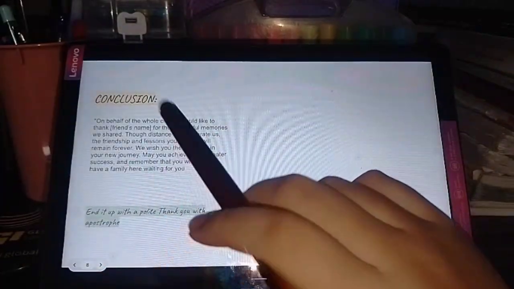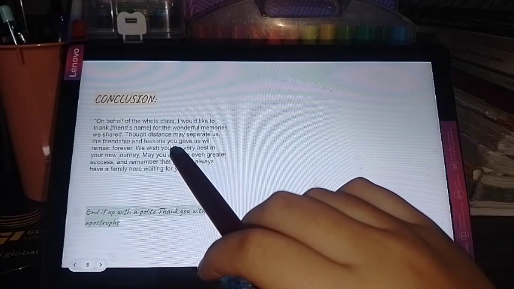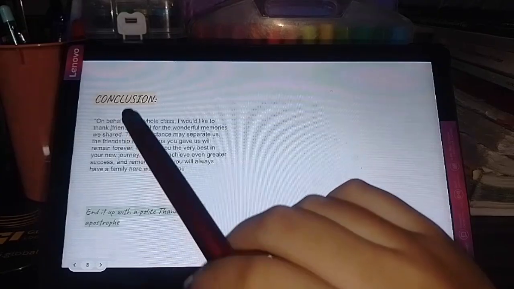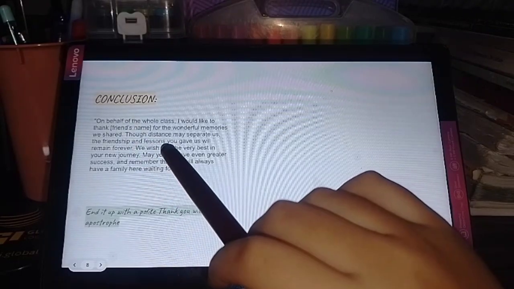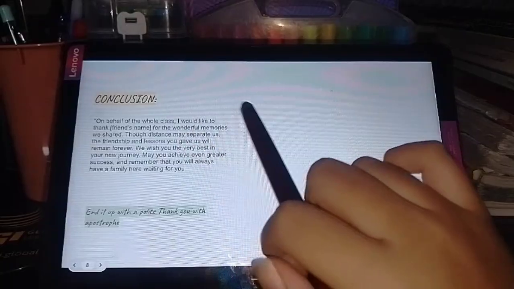Okay, now this is how you're going to end in a very nice way and with very nice vocabulary. "On behalf of the whole class, I would like to thank the friend's name for the wonderful memories we share."